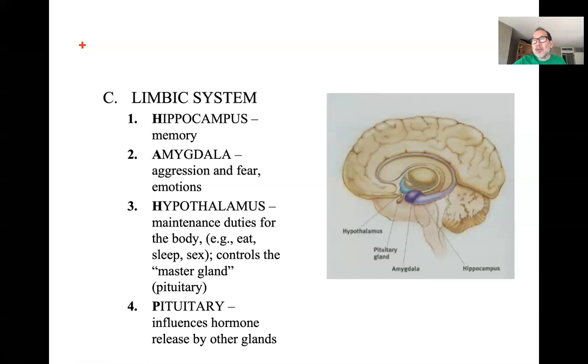And finally, the pituitary gland. That influences hormone release by other glands, which are involved in other behavioral and emotional functions.